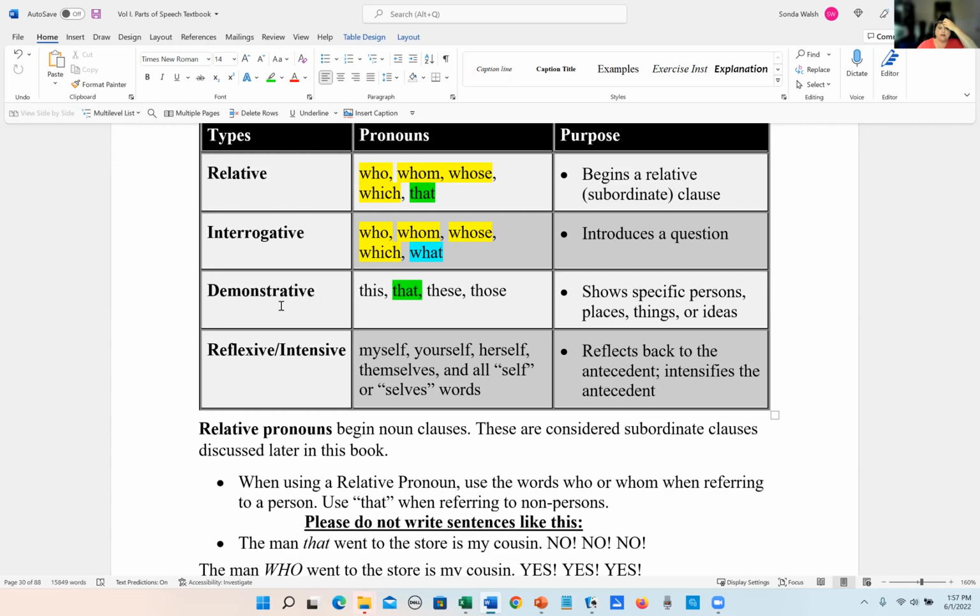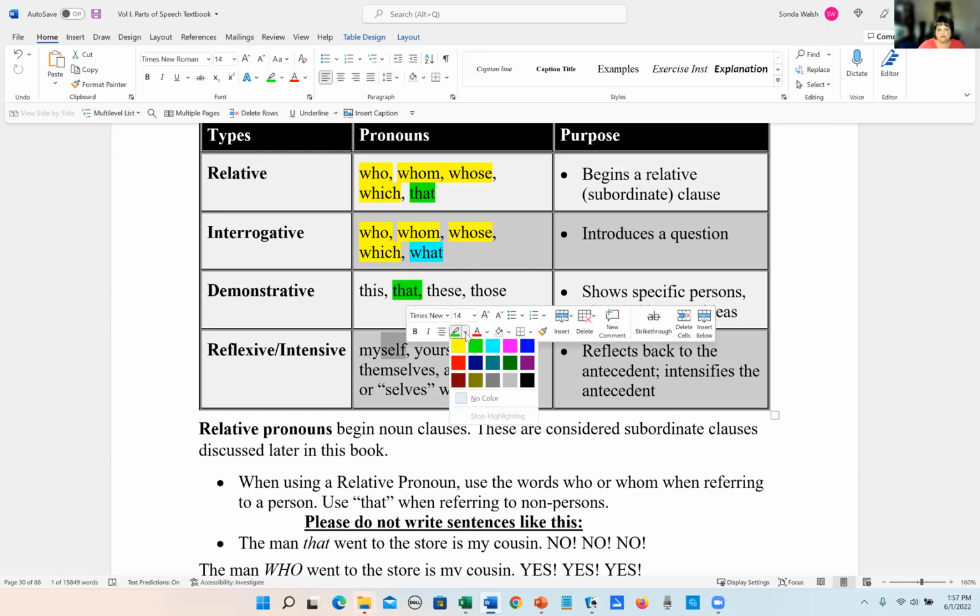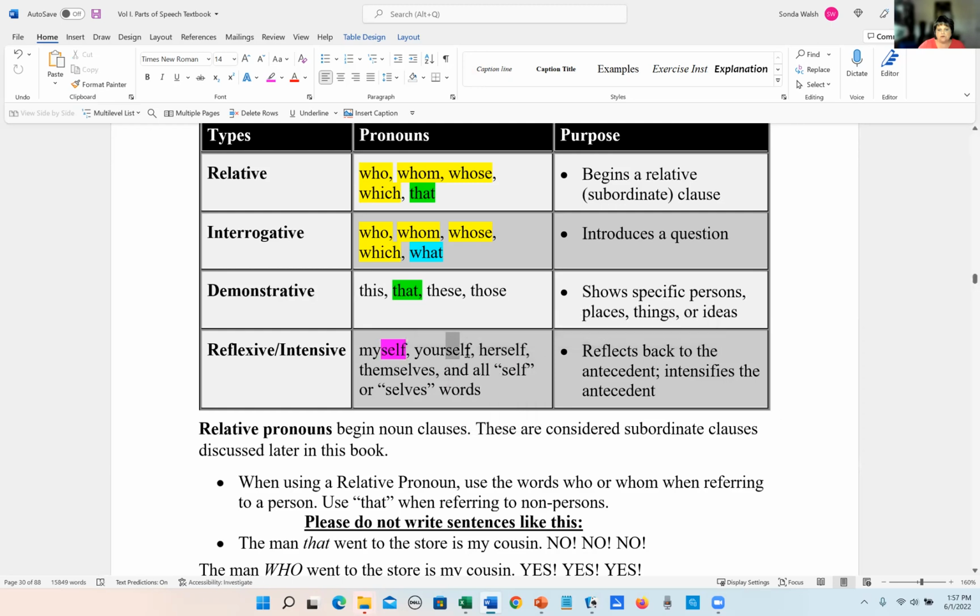Okay. The next one are the reflexive and intensive. And I told you this whenever we were talking about the pronouns up front, but I just want to show you here again. Each of these words, so this makes it easy to identify. You just learn a few of these little tricks. Look at this. They all have the same word in them. They all have the word self or selves.